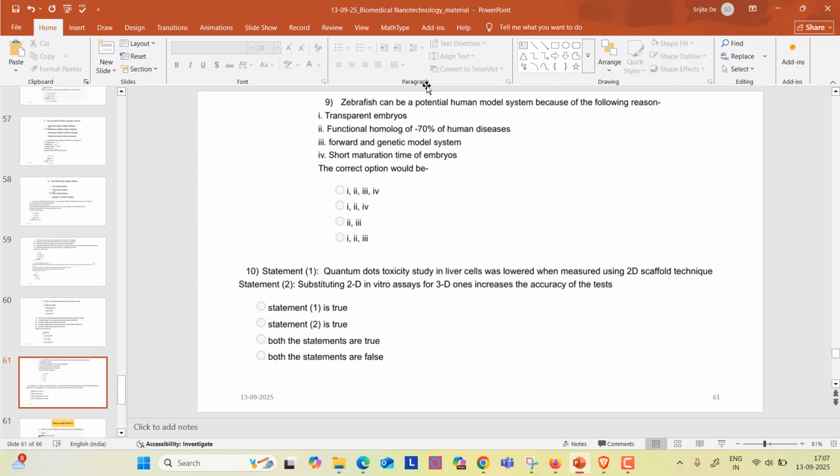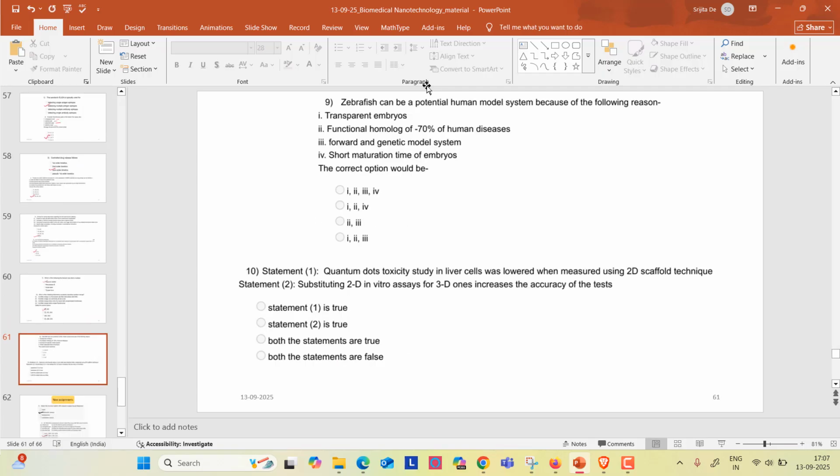Next question. Zebrafish can be a potential human model system because of the following reasons: transparent embryos, functional homologue of 70% of human diseases, forward and reverse genetic model system, short maturation time of the embryo. So this is all 4. The correct option is 1, 2, 3, 4.